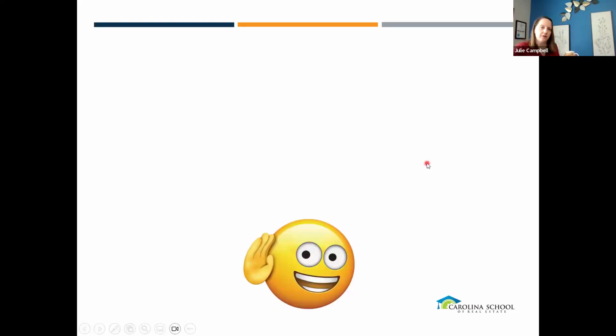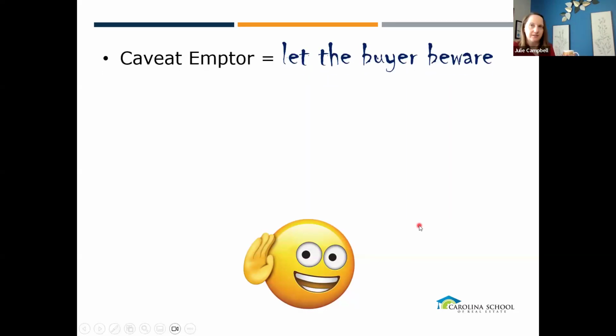So just listen for a minute with me. North Carolina is a caveat emptor state. Here's your Latin lesson for the day. Caveat emptor means let the buyer beware. Remember when I said earlier that the seller doesn't have to disclose much? How do they get away with it? Because we are a caveat emptor state.